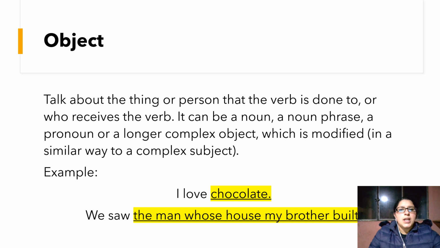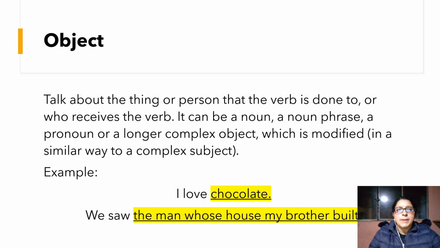In the same way, we use the objects to talk about the things or persons that the verb is done to, or who receives the verb. It can be a noun phrase, a pronoun, or a longer complex object, which is modified in a similar way to the complex subject. For example, I love chocolate, where chocolate is the object for this sentence.